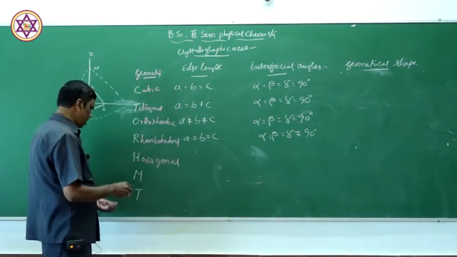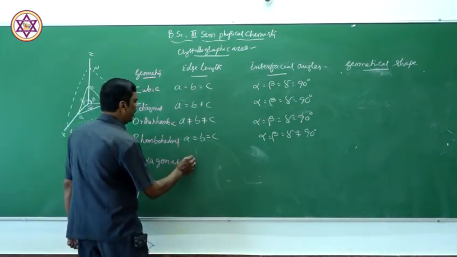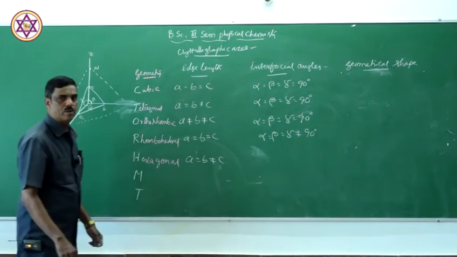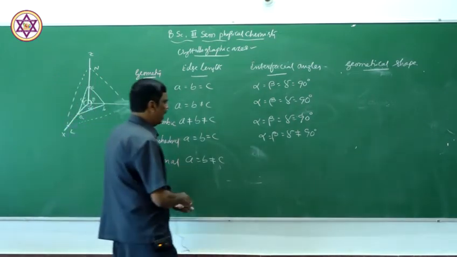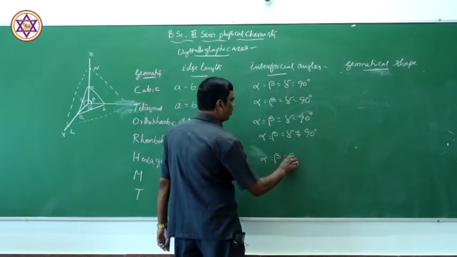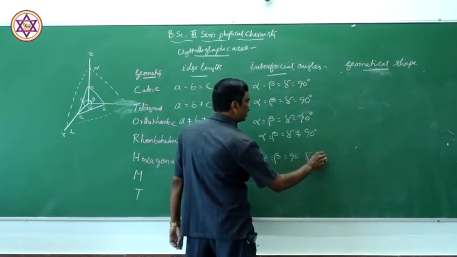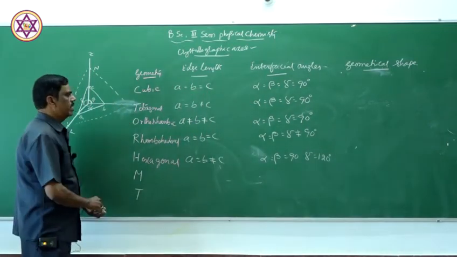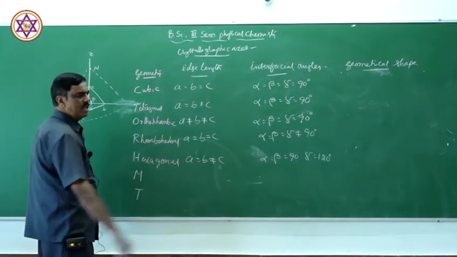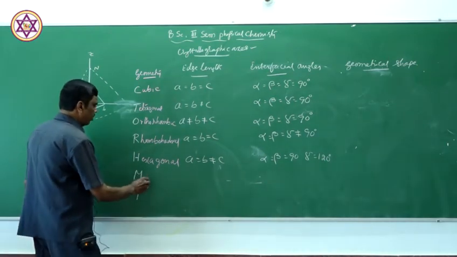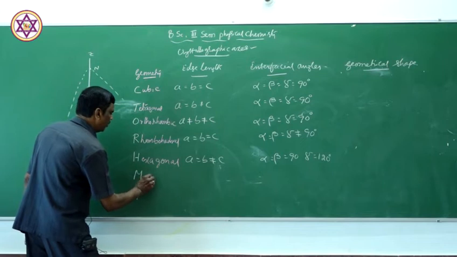In this hexagonal geometry, again A is equal to B, not equal to C, whereas interfacial angles alpha is equal to beta is equal to 90, but gamma is equal to 120 degrees. So this is the hexagonal shape. We shall write the geometrical shape afterwards. Now this is monoclinic.